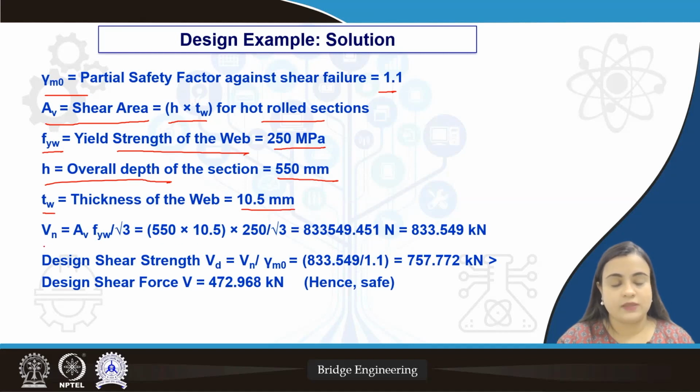So Vn equals AV times Fyw divided by square root of 3 can be easily obtained by providing the magnitude of each of the parameters. And that turns out to be 833.549 kilonewton. So design shear strength Vd is equal to nominal shear strength Vn divided by gamma m0, that is equal to 833.549 divided by 1.1. So that is equal to 757.772 kilonewton, which is higher than design shear force 472.968 kilonewton. Hence our design is safe.